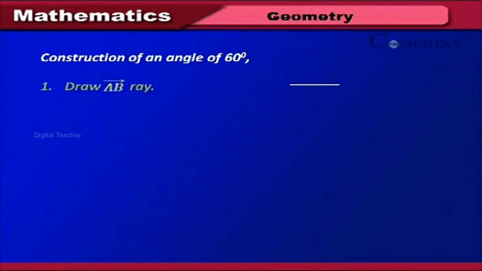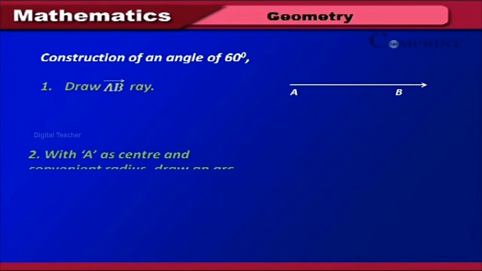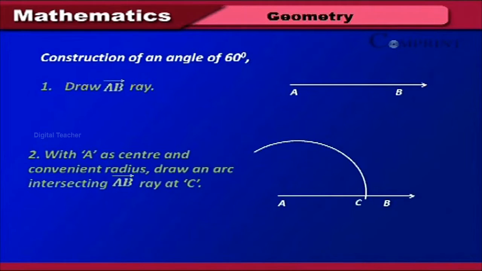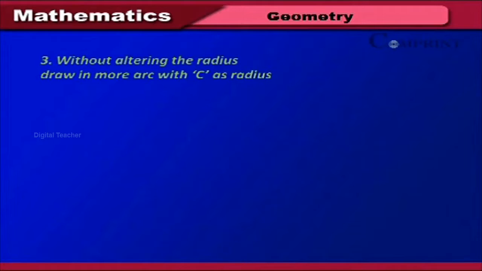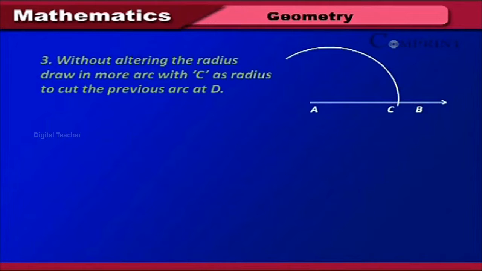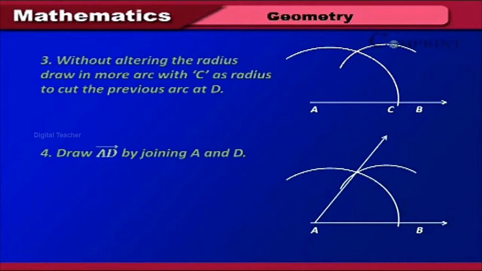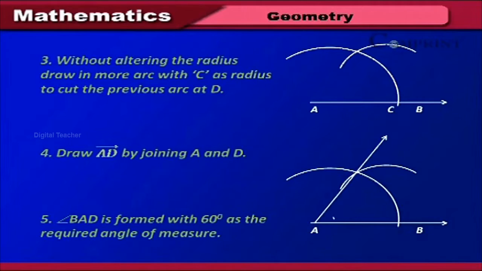1. Draw AB ray. 2. With A as center and convenient radius, draw an arc intersecting AB ray at C. 3. Without altering the radius, draw one more arc with C as center to cut the previous arc at D. 4. Draw AD ray by joining A and D. 5. Angle BAD is formed with 60 degrees as the required angle of measure.